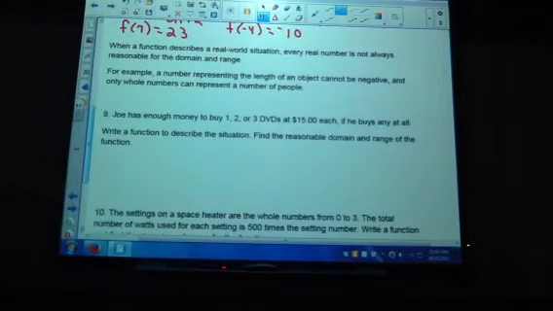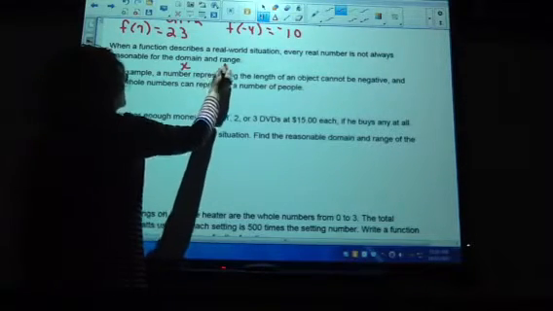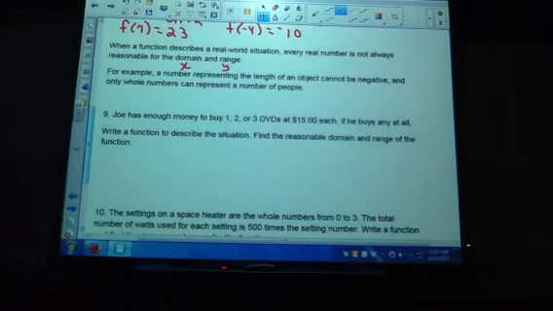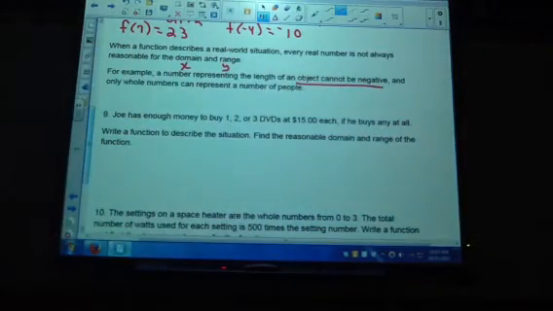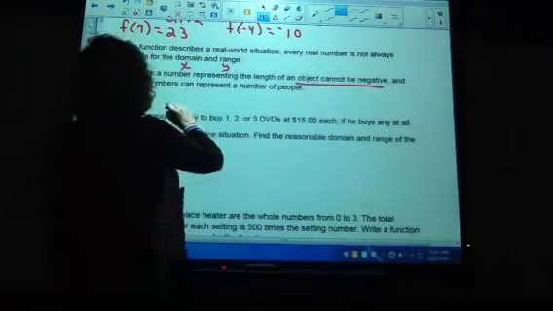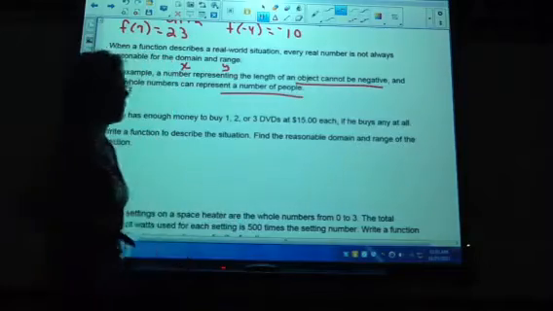When a function describes a real-world situation, every real number is not always reasonable for the domain and range. Remember, your domain is your x, range is your y. For example, a number representing the length of an object cannot be negative. Only whole numbers can represent a number of people. You can't have half of a person.